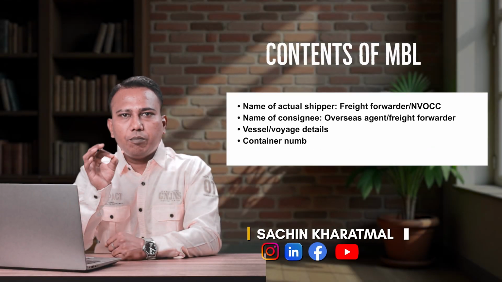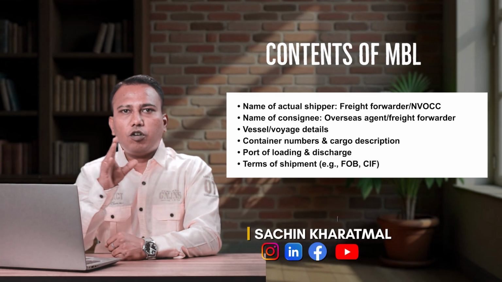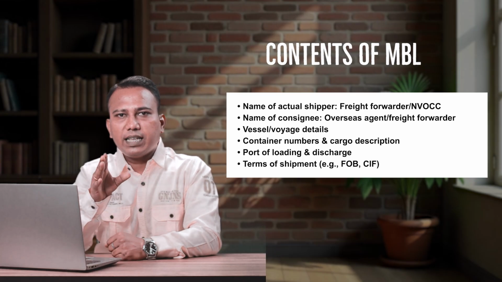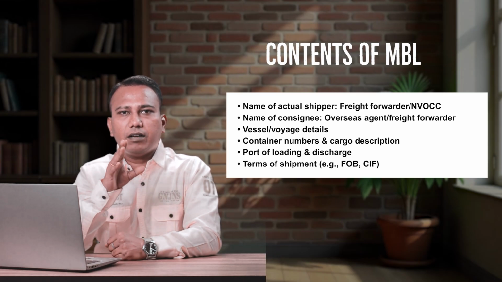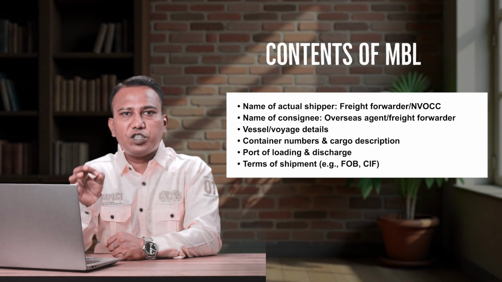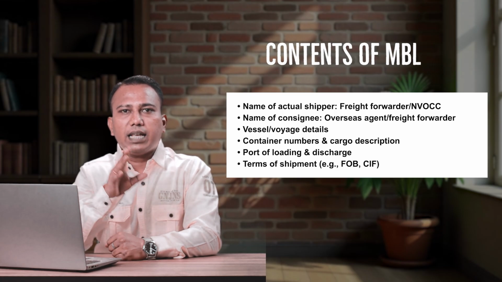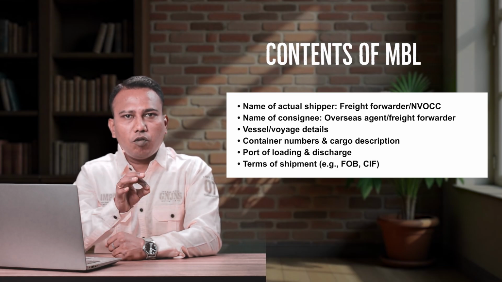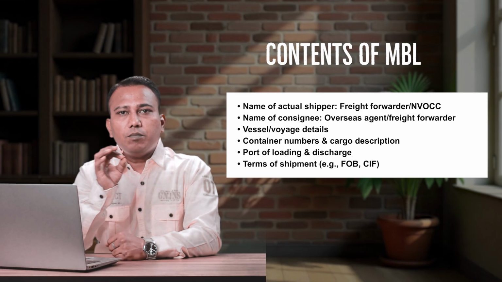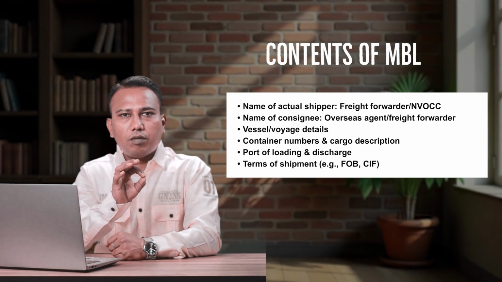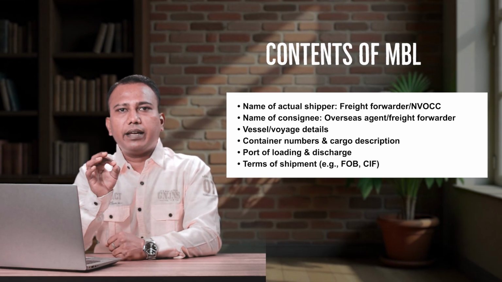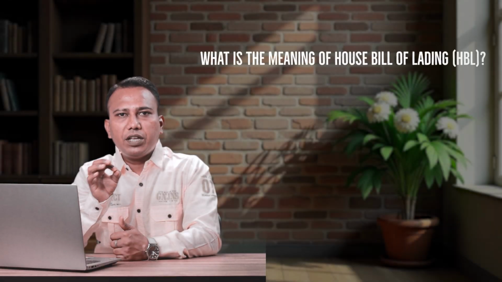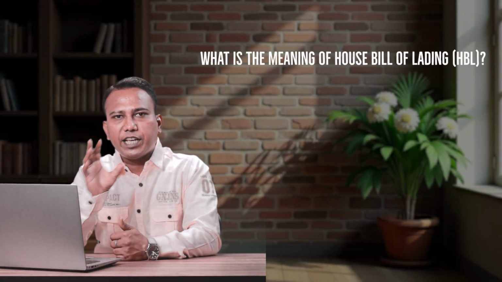Now we can check contents of MBL. Name of the shipper, freight forwarder, NVOCC. Name of the consignee, overseas agent and freight forwarder. Vessel details, container numbers and cargo description, port of loading and discharge, terms of shipment, that is FOB, CIF, etc. Now we can check what is the meaning of House Bill of Lading, that is HBL.